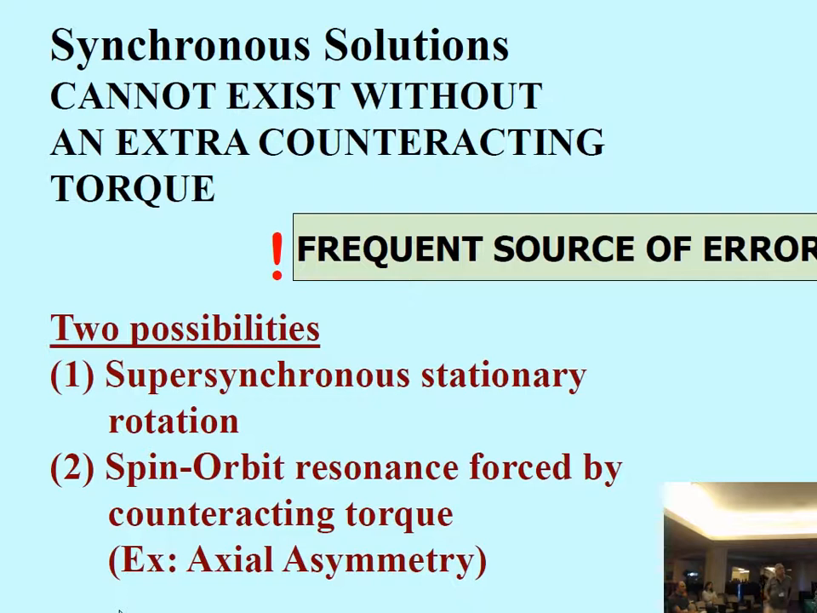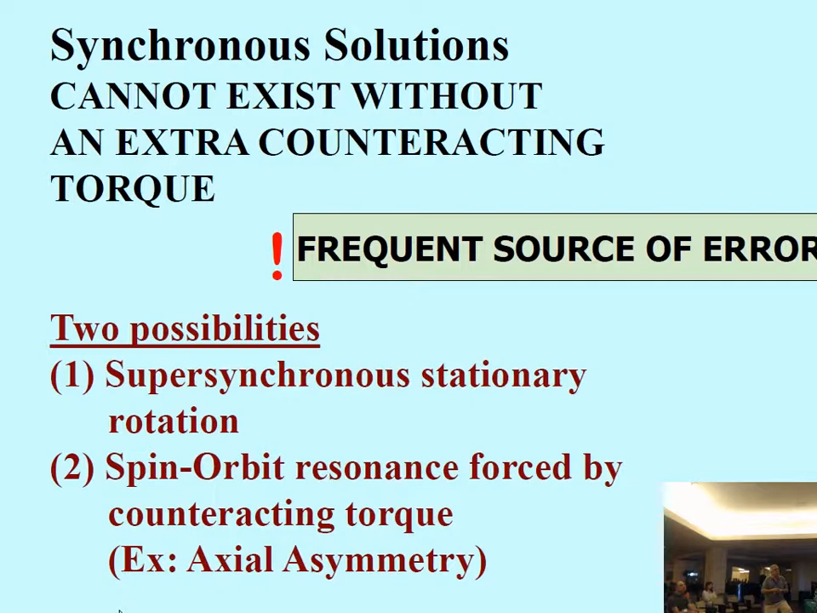Synchronous solutions cannot exist if another torque that is not being considered does not exist. In general, people remedy the situation by assuming that the body has a natural triaxiality, so we have two effects created in the torques, and one torque will compensate the other, and we can have a synchronous solution.